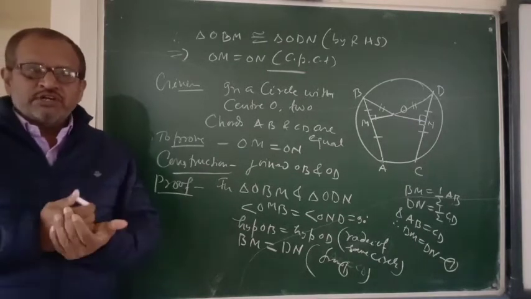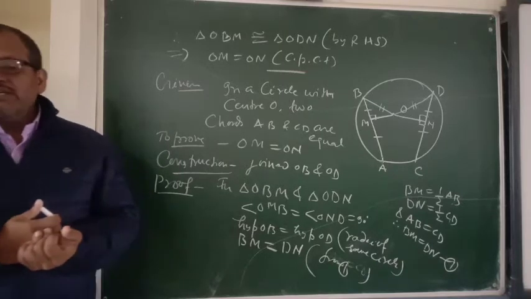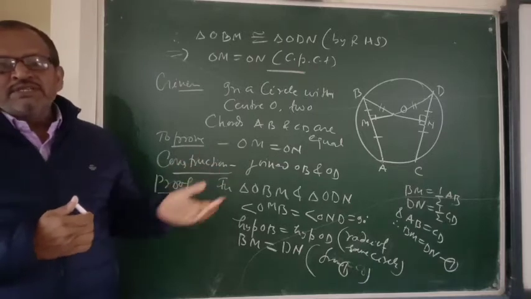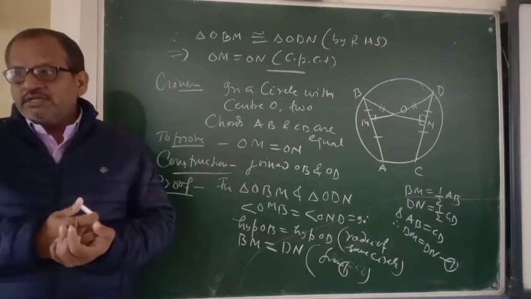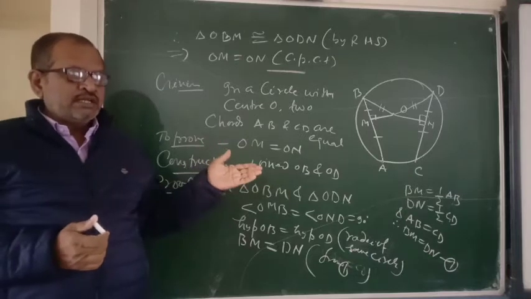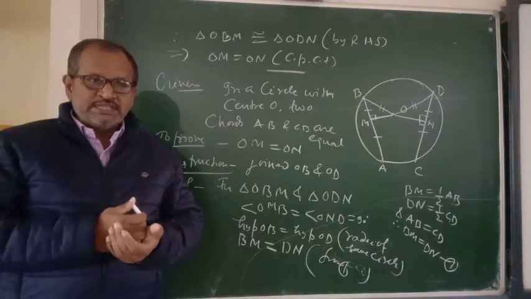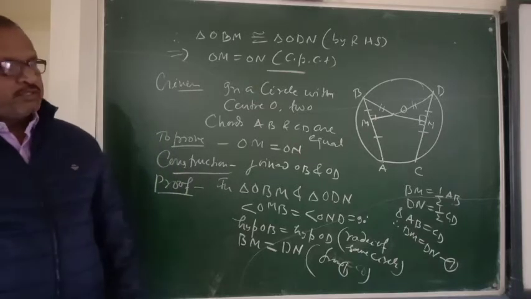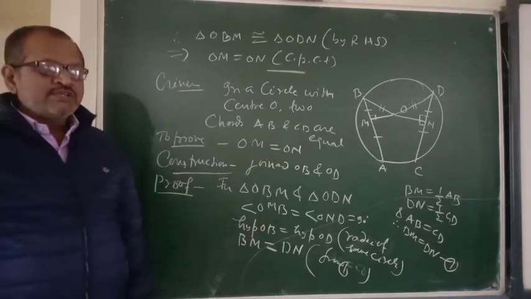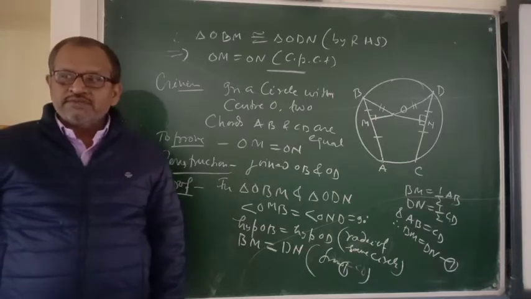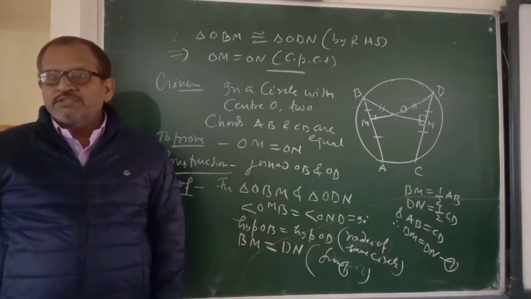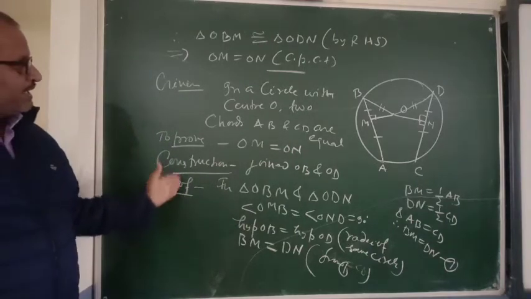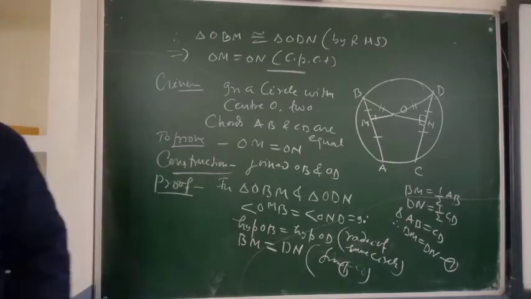The converse of this theorem is also true. So what is the converse of this theorem? Chords at equal distances from the center are equal. If many chords are there and their distances from the center are the same, it means the lengths of the chords will be the same. So chords equidistant from the center are equal. In the same manner, we can prove the converse part of this theorem. Now we will see some applications of this theorem with the help of problems.